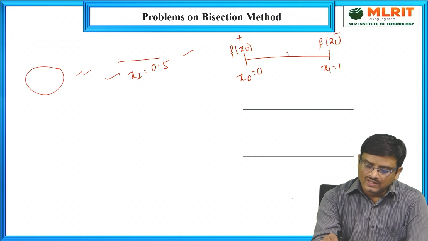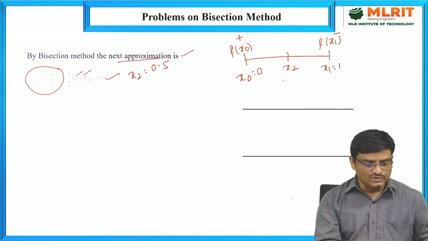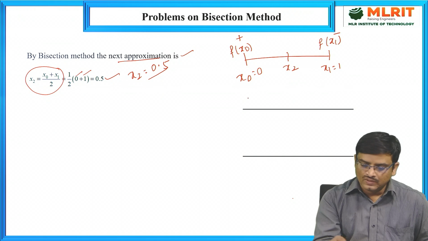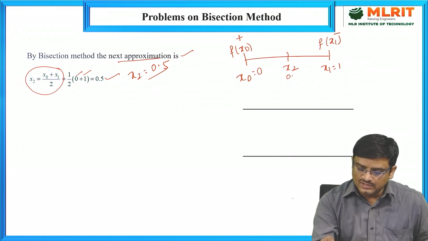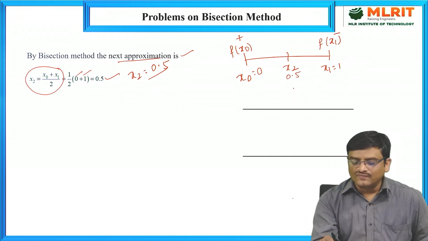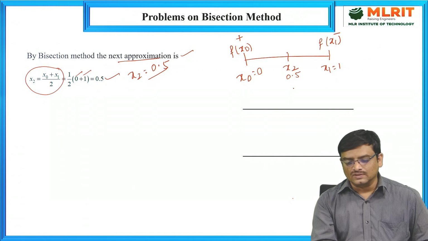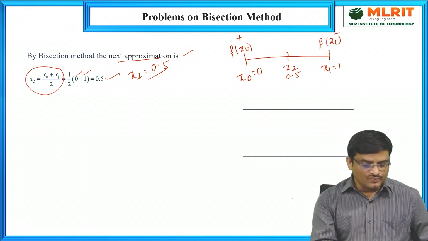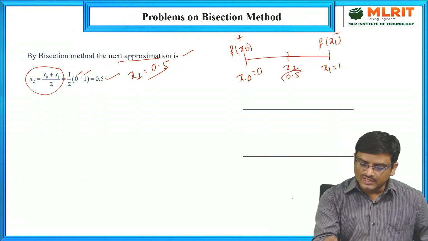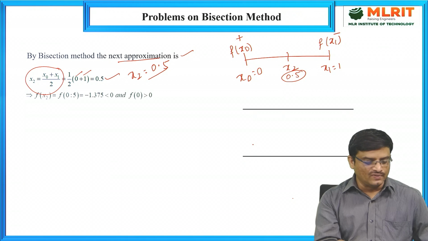So now we have this x2 value. We have taken that x2 is equal to 0.5. You represent that x2 value here, 0.5. Now after getting the new value for x2, immediately what we have to do is substitute this x2 value, that is 0.5, in the function.